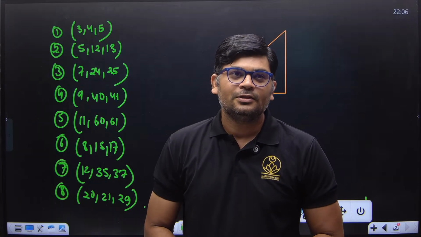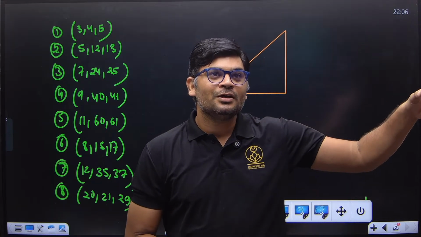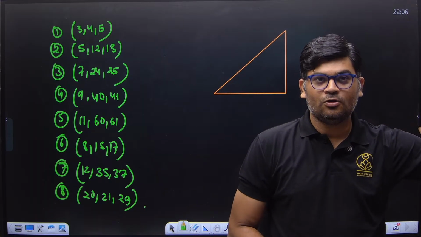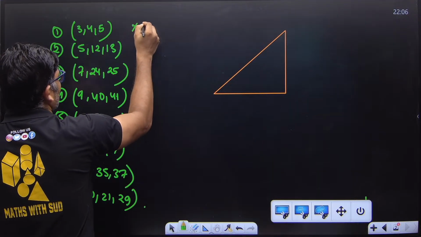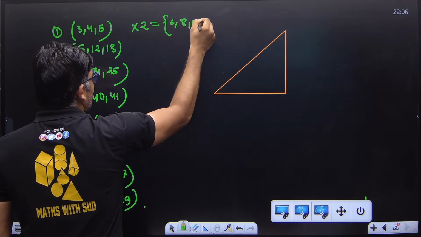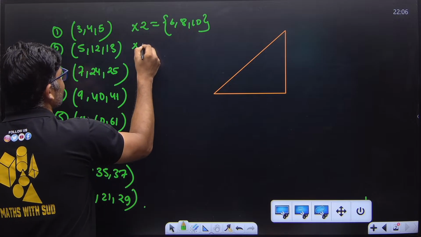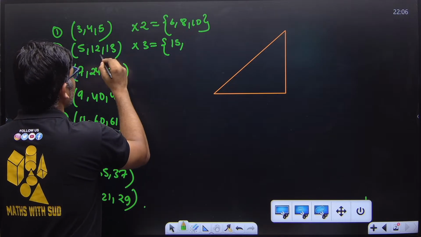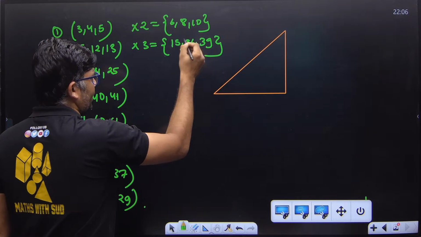It would have been obtained by multiplying all the numbers by 2, or all the numbers by 3, or all the numbers by 4. Because if I multiply this whole equation by 2, I will get another Pythagoras triplet, which is 6, 8 and 10. If I multiply the whole equation by 3, I will get one more Pythagoras triplet, which is 5 into 3, 15, 12 into 3, 36, and 13 into 3 is 39.